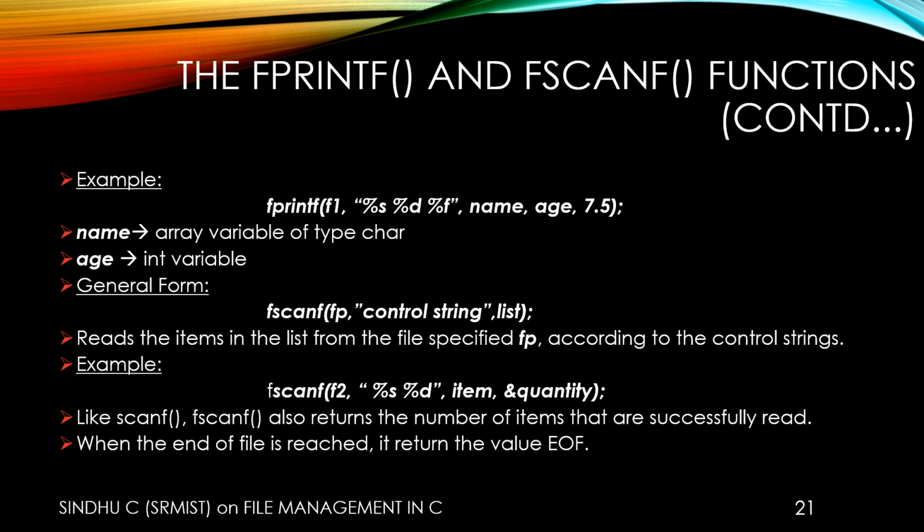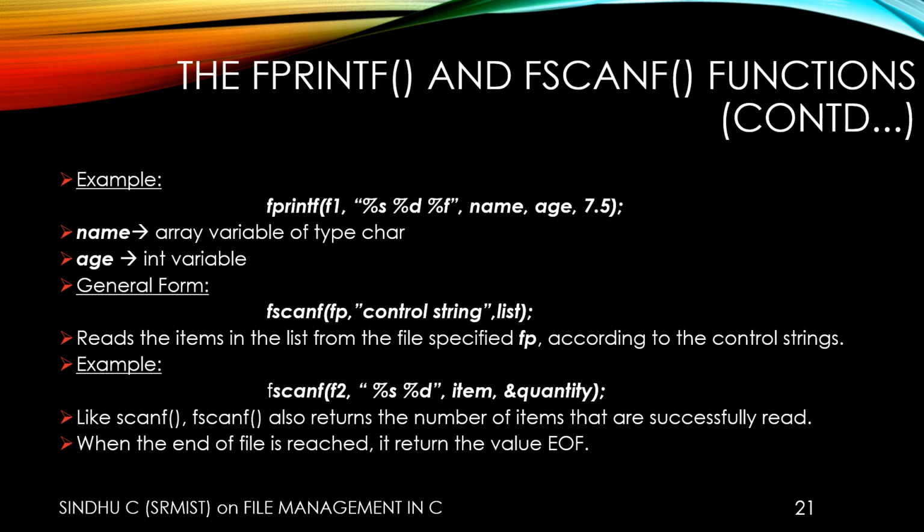Here is an example for fprintf. The first parameter is f1, which is a pointer variable. Then you have three control strings, %s, %d, and %f. Then you have three more parameters, which are name, age, and 7.5. So name corresponds to %s, age corresponds to %d, and 7.5 corresponds to %f. Here say name is an array variable of type character and age is an integer variable.